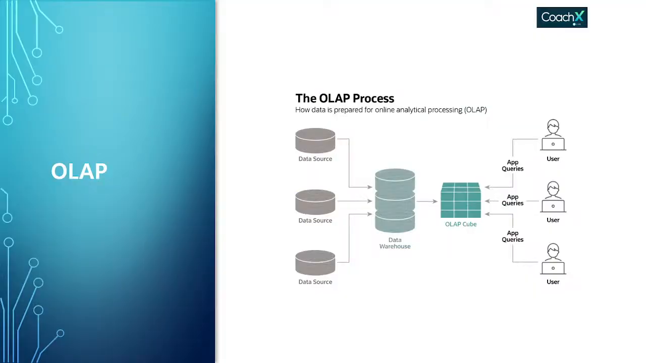Next, we come to the OLAP server process. OLAP, also called online analytical processing, is the middle tier which we have discussed. This online analytical processing server is based on the multi-dimensional data model, which allows managers and analysts to get insight into the information through fast, consistent, and interactive access to it. We have talked about two types of OLAP server, MOLAP and ROLAP, that is, multi-dimensional OLAP and relational OLAP.